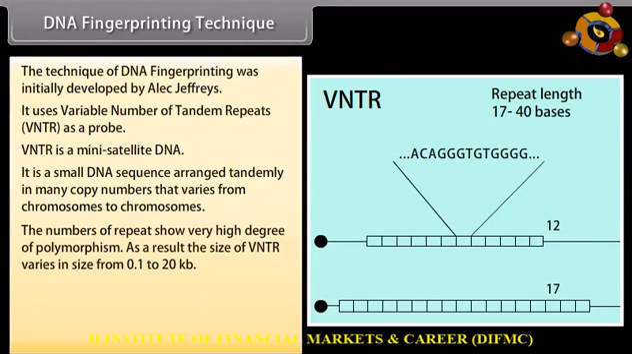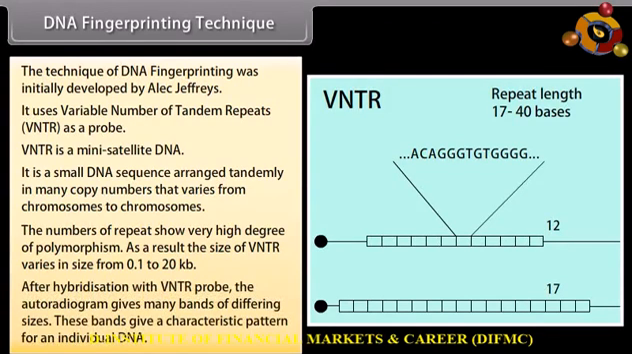The numbers of repeats show a very high degree of polymorphism. As a result, the size of VNTR varies from 0.1 to 20 kb. After hybridization with VNTR probe, the autoradiogram gives many bands of differing sizes. These bands give a characteristic pattern for an individual's DNA.